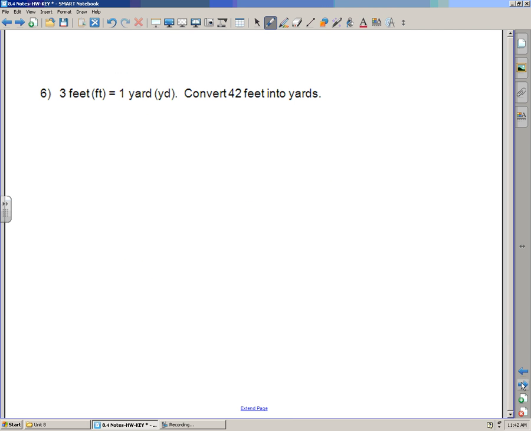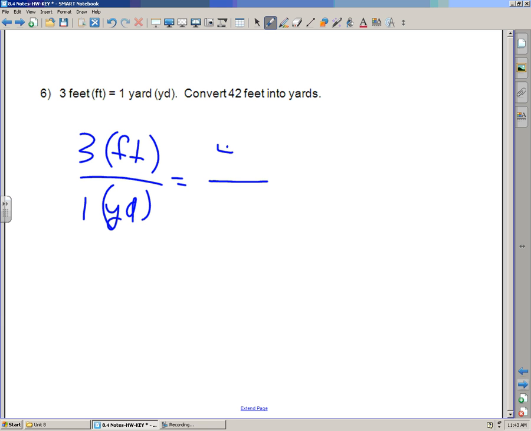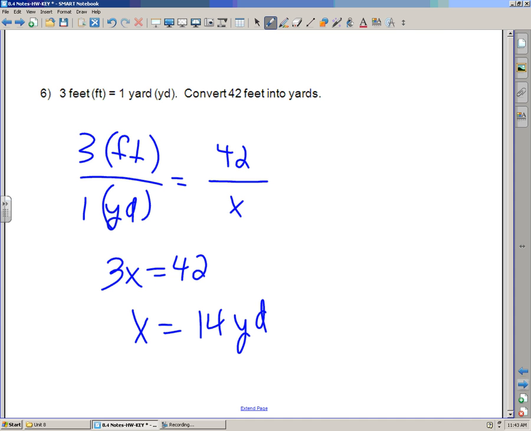Number 5, 3 feet equals a yard. Convert 42 feet into yards. Well, for 3 feet, which is 1 yard, I've got to find out that 42 feet is how many yards. Cross multiply, 3x equals 42. Divide both sides by 3, and x equals 14 yards.